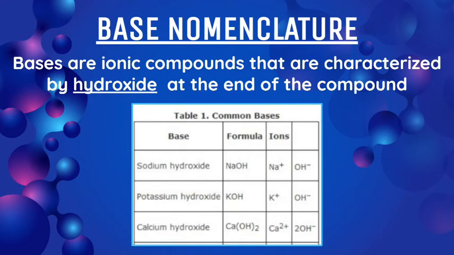All right, now let's go ahead and take a look at bases and how to name our bases. Now, bases are going to be ionic compounds that are characterized by a hydroxide or an OH at the end of the compound. So it is always going to be a metal plus our hydroxide. So our sodium hydroxide will be our sodium plus our OH. Potassium hydroxide, potassium plus our OH. So this is going to be a really good way of how we name our bases.